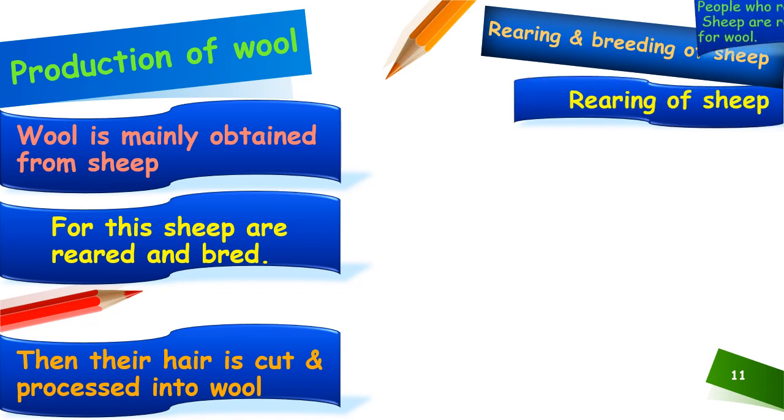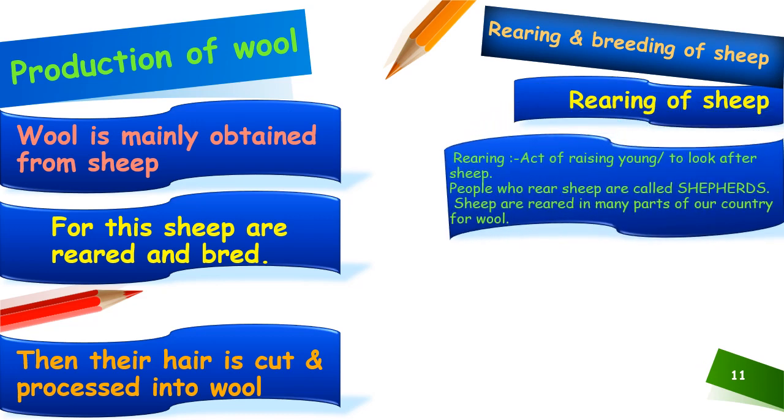Rearing of sheep means to look after sheep by providing them food, shelter and health care. People who rear sheep are called shepherds. Sheep are reared for producing wool.